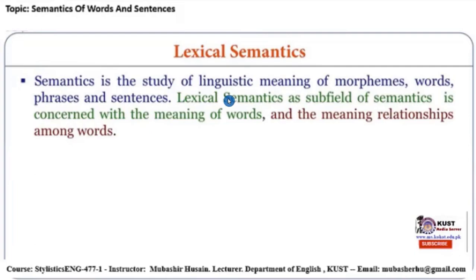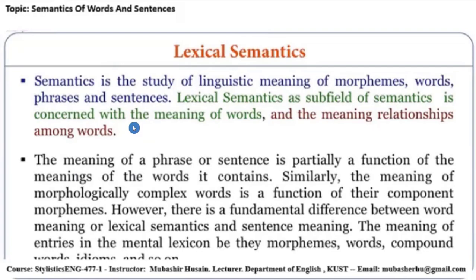It tells us about lexical semantics, which is a subfield of semantics concerned with the meaning of words and the meaning relationships among words. The meaning of a phrase or a sentence is partially a function of the meaning of the words it contains. Similarly, the meaning of a morphologically complex word is a function of its component morphemes. However, there is a fundamental difference between word meaning, or lexical semantics, and sentence meaning. The meaning of entries in the mental lexicon, their morphemes, words, compounds, idioms, and so on, is different.